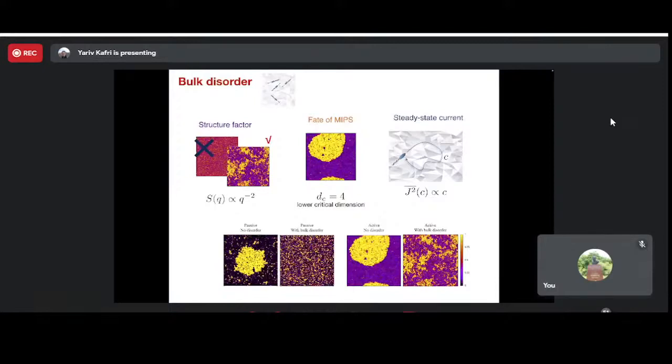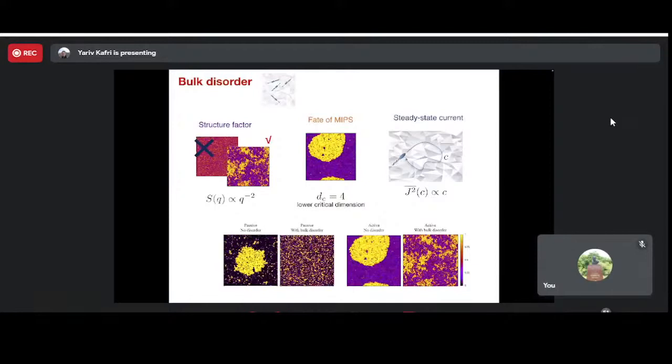you find that there are correlations which spread deep into the bulk of the system. And actually, I'm going to show that the shape of the correlations is a Lorentzian. So they decay in magnitude as a power law as you go away from the wall, but their extent grows with the distance from the wall.